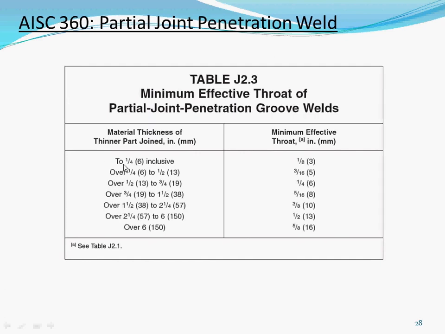For material 1/4 inch inclusive or smaller, the minimum throat you have to use is 1/8, so you can't go smaller than 1/8. And when you're doing a 1/2 inch, then you have to do a 1/4 inch minimum. So you can't go less than 1/4. That's the minimum groove weld requirement for J2.3.